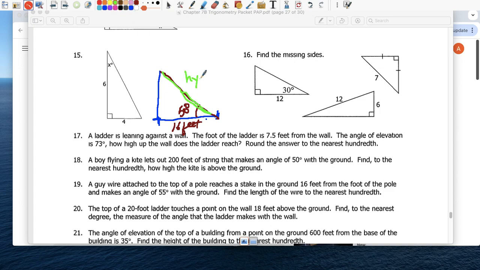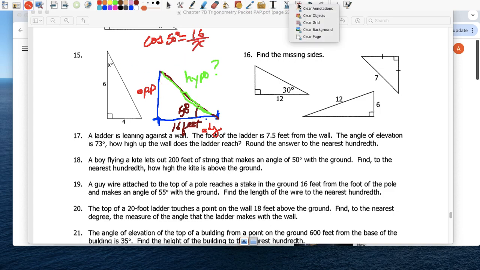So the hypotenuse, I don't know. I know the adjacent, but I don't know the opposite. So I don't want to use anything with the opposite. So anything that has the adjacent and the hypotenuse, that would be cosine. So cosine of 50 degrees equals the adjacent, which is 16, over the hypotenuse, well, I call x. You can figure it out from there.